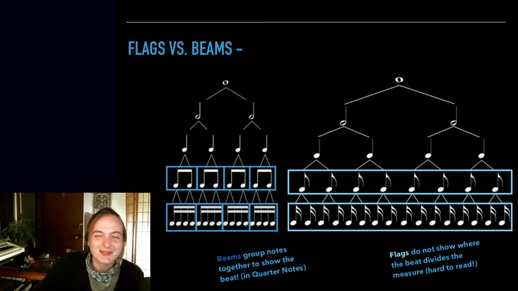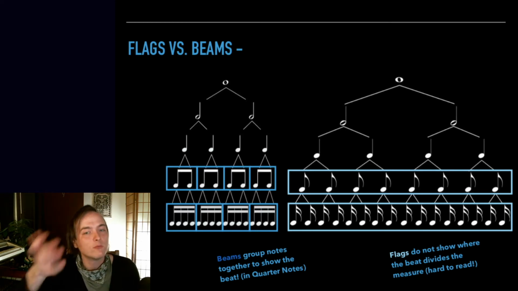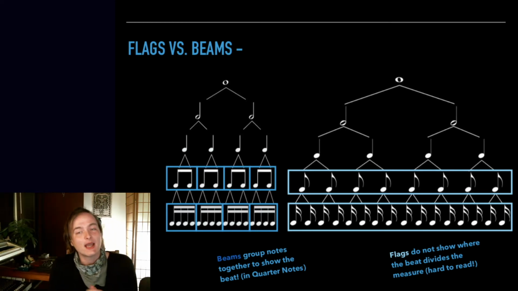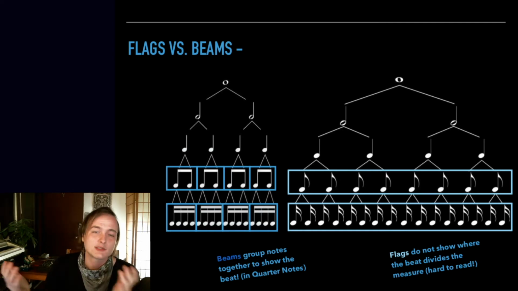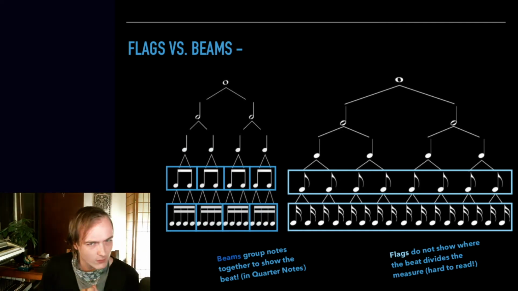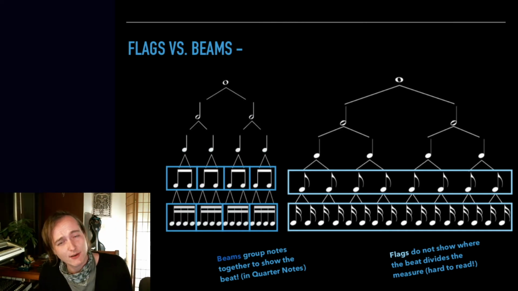But the flags, they just look like a mess, and it's hard to count. So when you're a musician and you're performing and you see flags, especially many flags together, they're very difficult to count. So why not just beam them together, show where the beat is, make it easier on your musician. That is the main purpose of beaming.